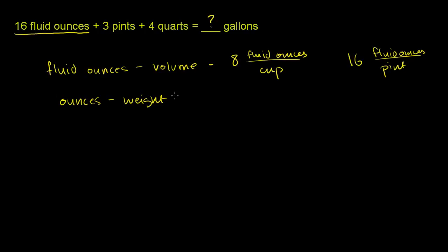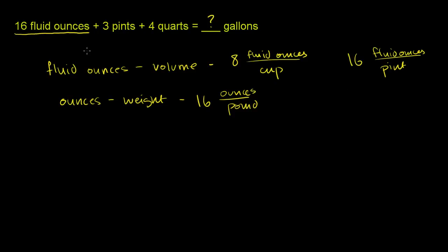Ounces, which is a unit of weight, you have 16 ounces per pound. And since I told you that a fluid ounce is a little bit more than an ounce, you could kind of figure out that a pint of water at standard temperature and pressure will weigh a little bit more than a pound, but roughly equal to a pound. So that's something that might make things simpler or more difficult.